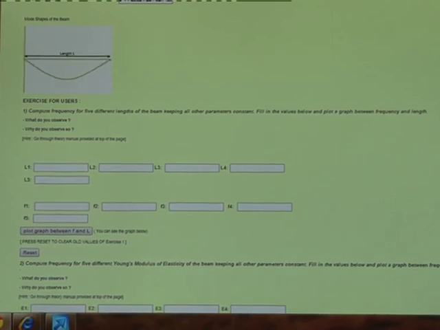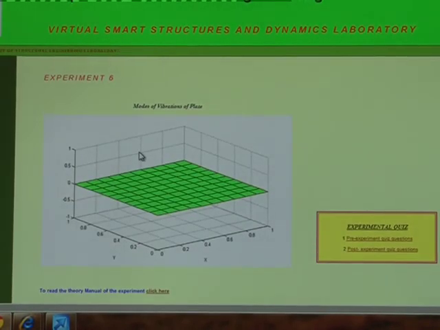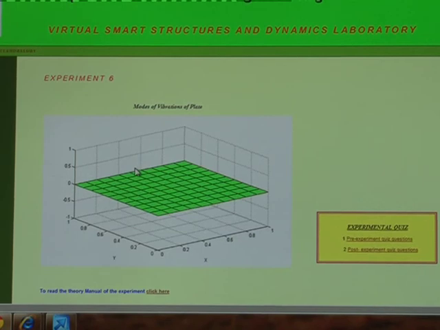Now for experiment 6. The main objective of this experiment is to study the modes of vibration for a square plate, which is simply supported on all the edges, using modal analysis. Modal analysis is a process whereby the structure is described in terms of natural dynamic characteristics such as natural frequency, damping, and mode shapes.